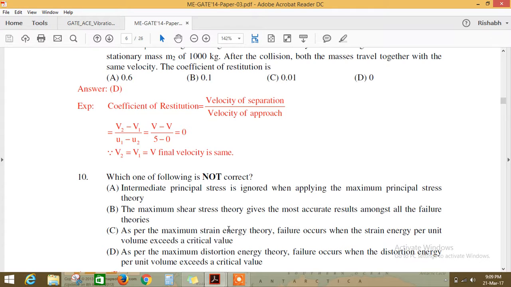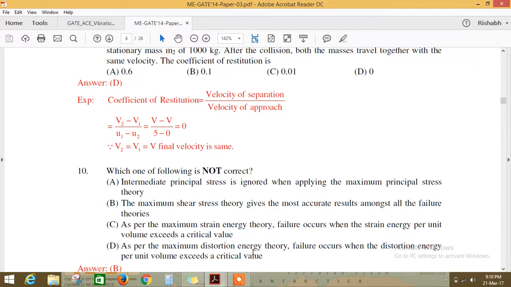As per the maximum strain energy theory, the failure occurs when the strain energy per unit volume exceeds the critical value. Correct. This is the definition of the maximum strain energy theory. As per the maximum distortion energy theory, the failure occurs when the distortion energy per unit volume exceeds the critical value. This is also correct. So the answer is option B.